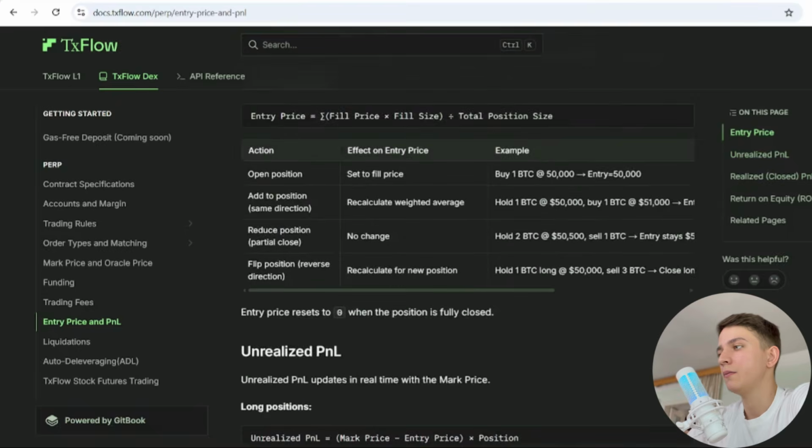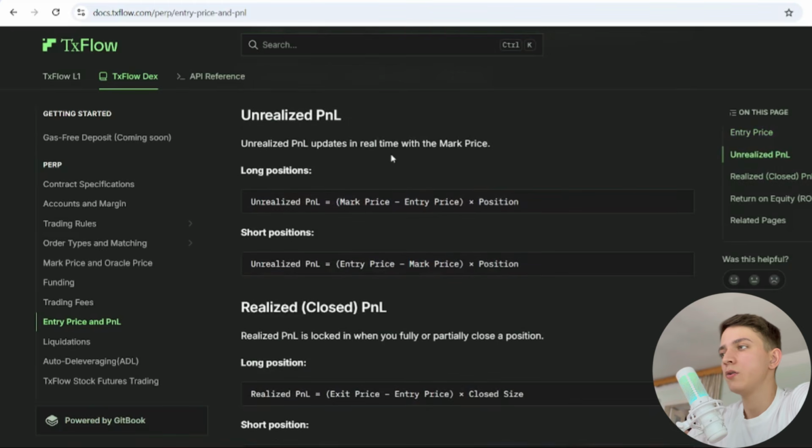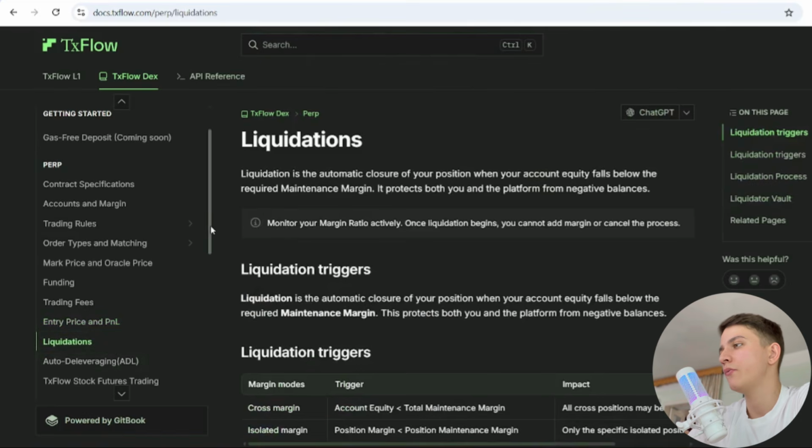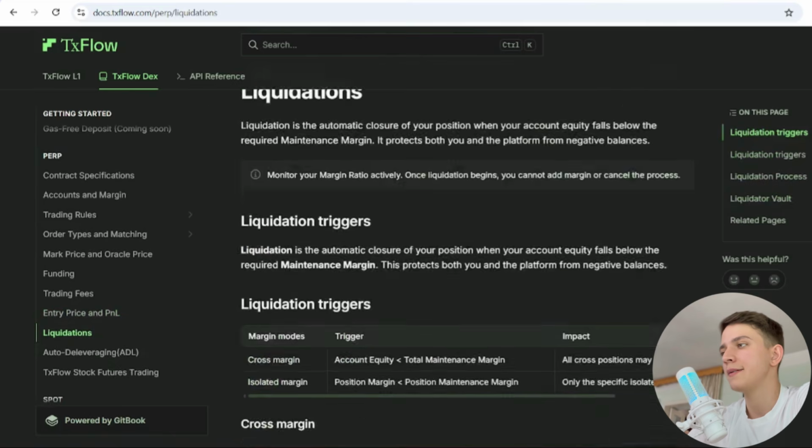Unrealized P&L updates in real time with the mark price. For long positions, unrealized P&L equals mark price minus entry price, multiplied by position size. And then the liquidations, this is all the things about trading, guys.